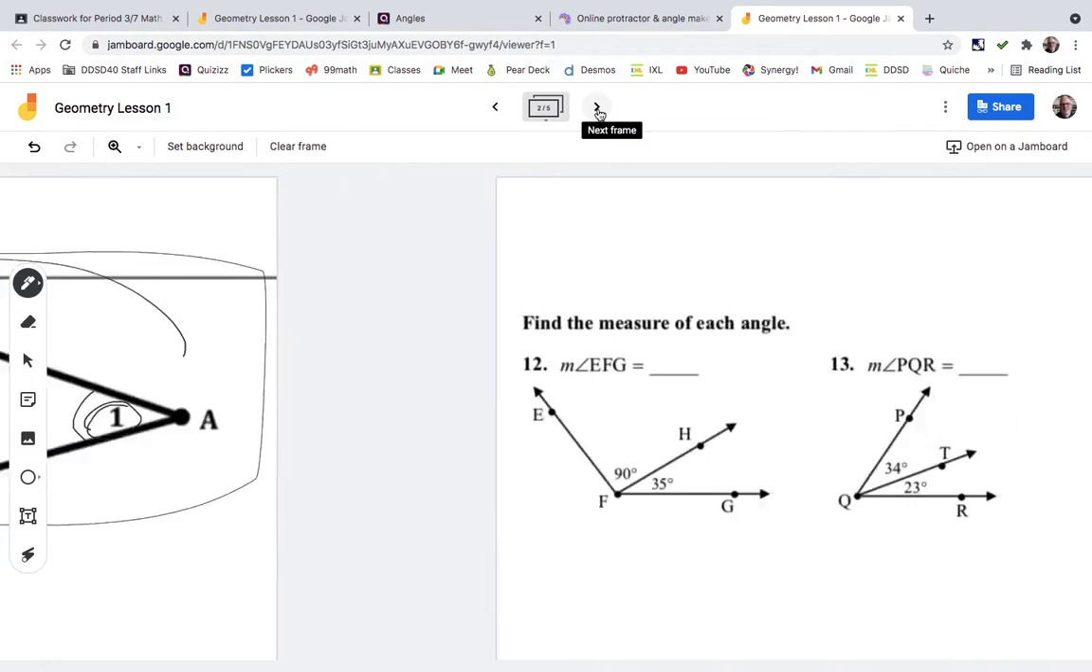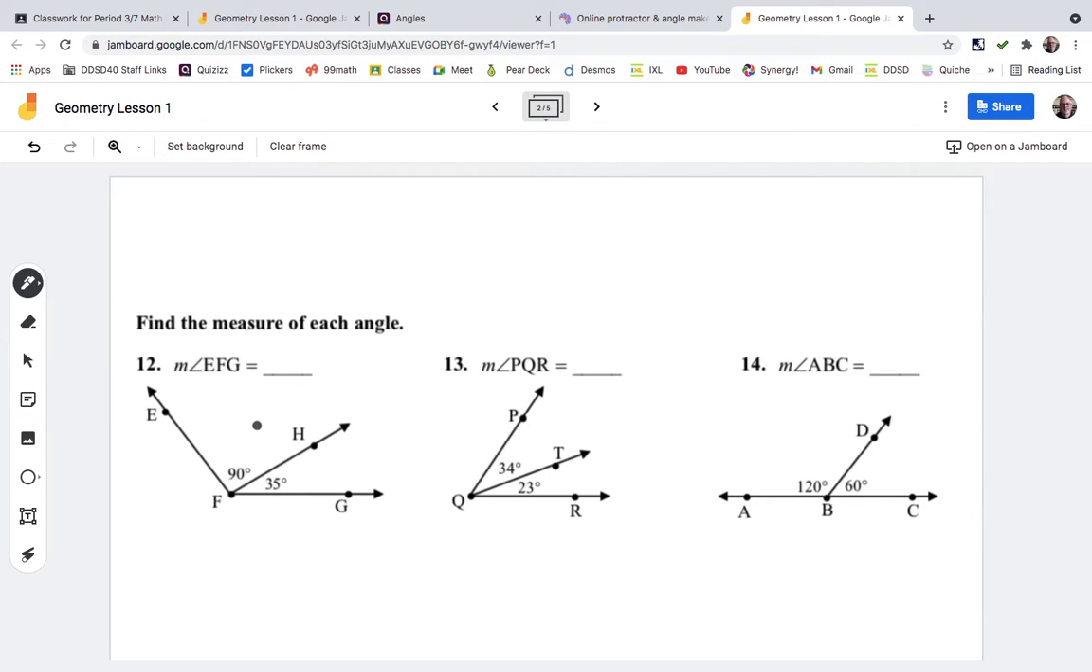Next card said find the measure of each angle. And so this M means measure. So those mean the same thing. And we start at the E and go F and then G. So we read these from left to right. The middle one is called the vertex. So that is the vertex right here. That is the point of the angle. So we want this measurement right here.